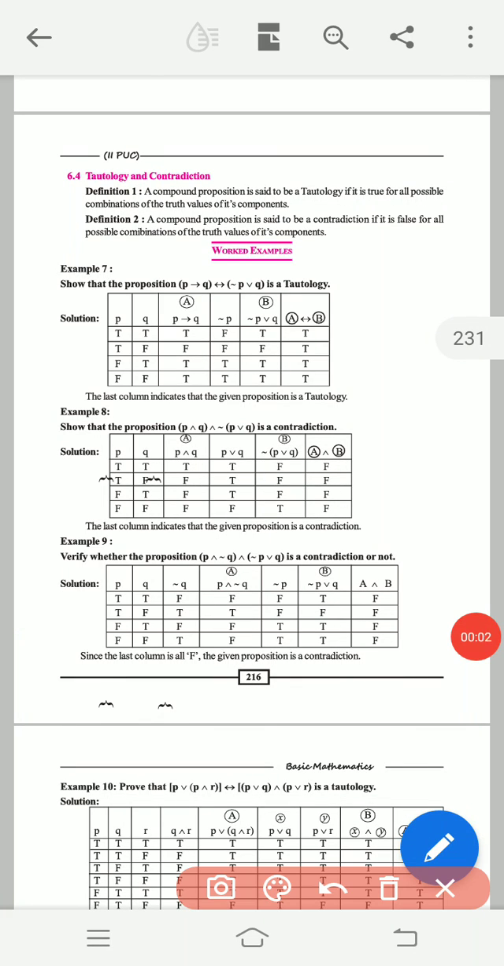Hi students, good morning. The next topic is tautology and contradiction. First you should know the definition of tautology and contradiction.